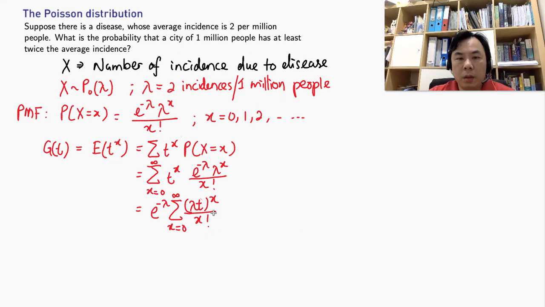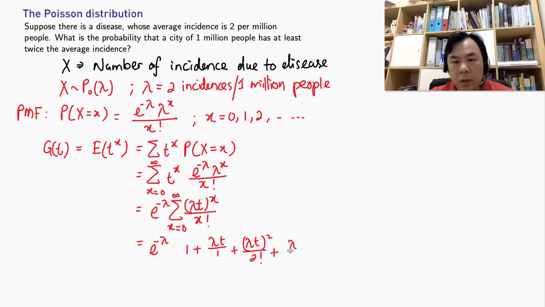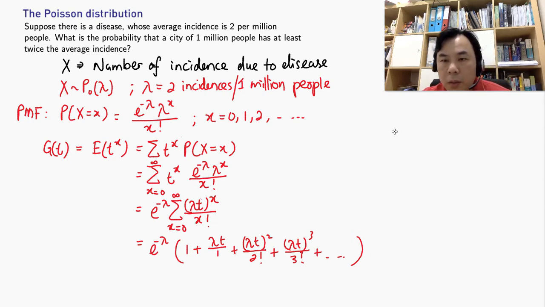Okay, now this is exactly the same as this, e to the negative lambda, right? So when it's 0 it's 1, when it's 1 it's lambda t over 1, and then you have (lambda t)^2 over 2 factorial, (lambda t)^3 over 3 factorial, and so on and so forth, right? All right, now if you recall this, as a remark, I'm going to write down at the side here.